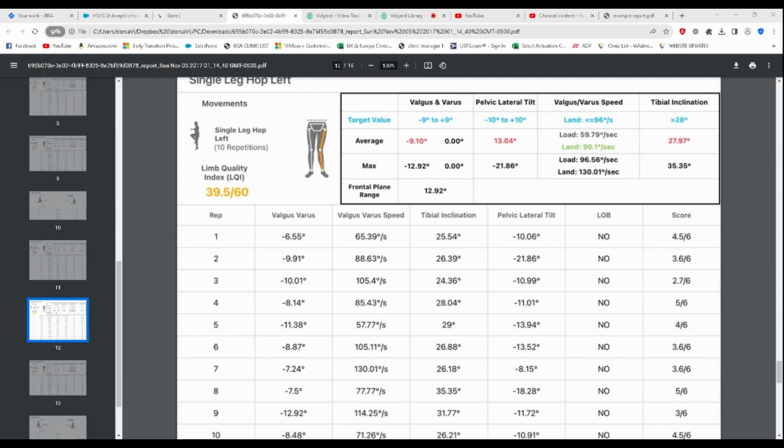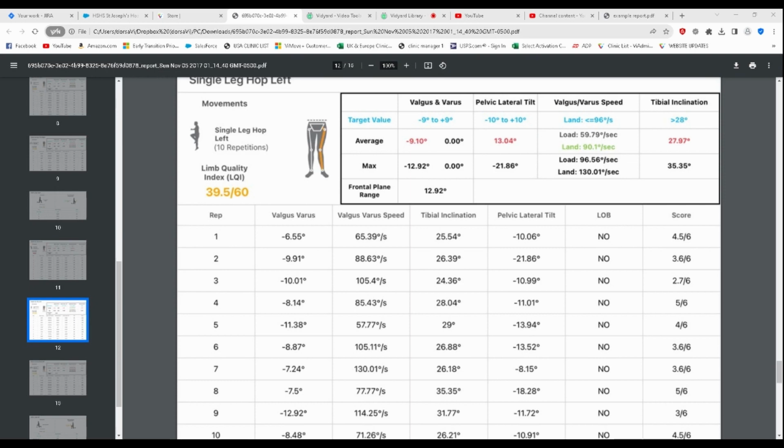The LQI is the sum of the score for each rep. The target values are listed in the blue. The averages for each metric are highlighted in either green, yellow, or red. We also listed the max deviation for each metric. Below you will find all 10 reps.